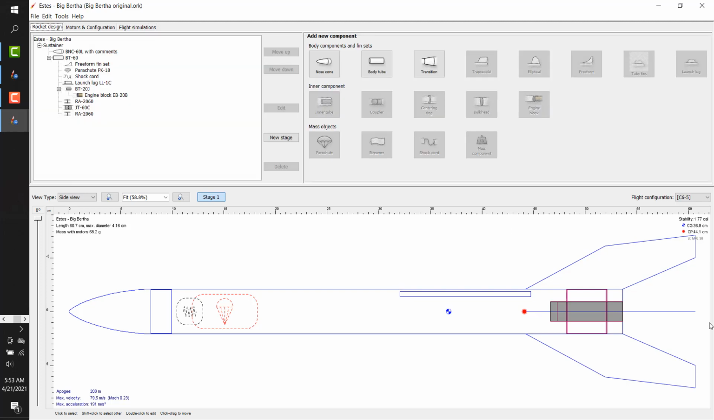The stability margin for the Big Bertha rocket before I change the fins is 1.77, as I mentioned before. Really, a stability margin greater than 1 and less than 2 is ideal. So this is a very stable rocket. We would expect this to fly okay and not spin out of control in wind conditions.